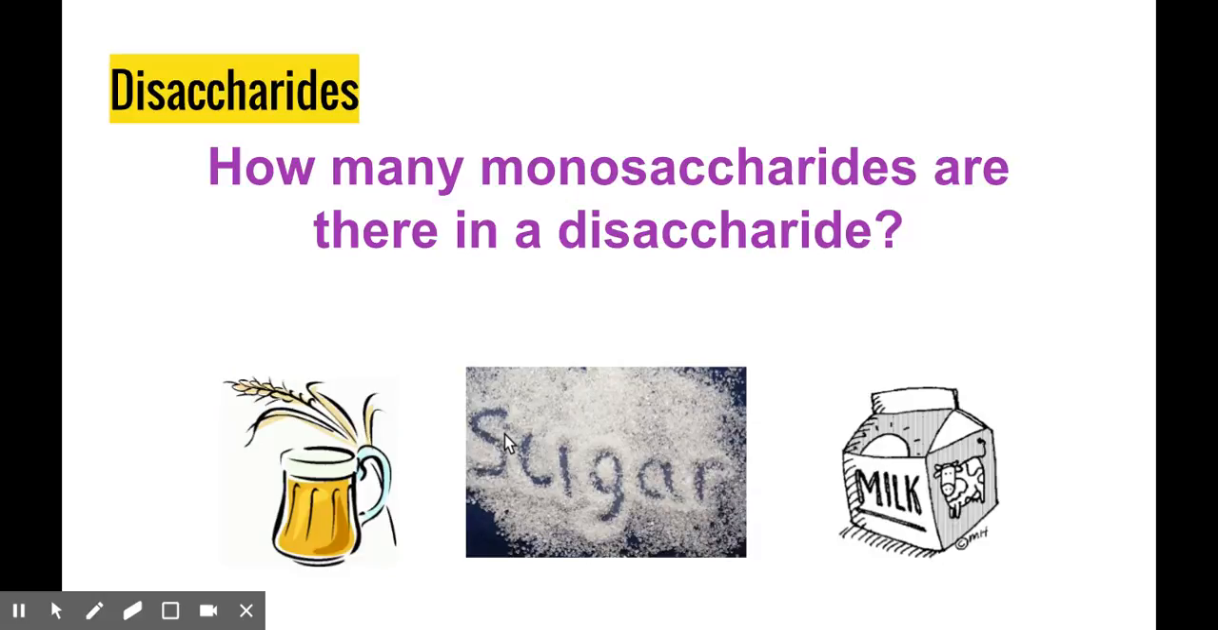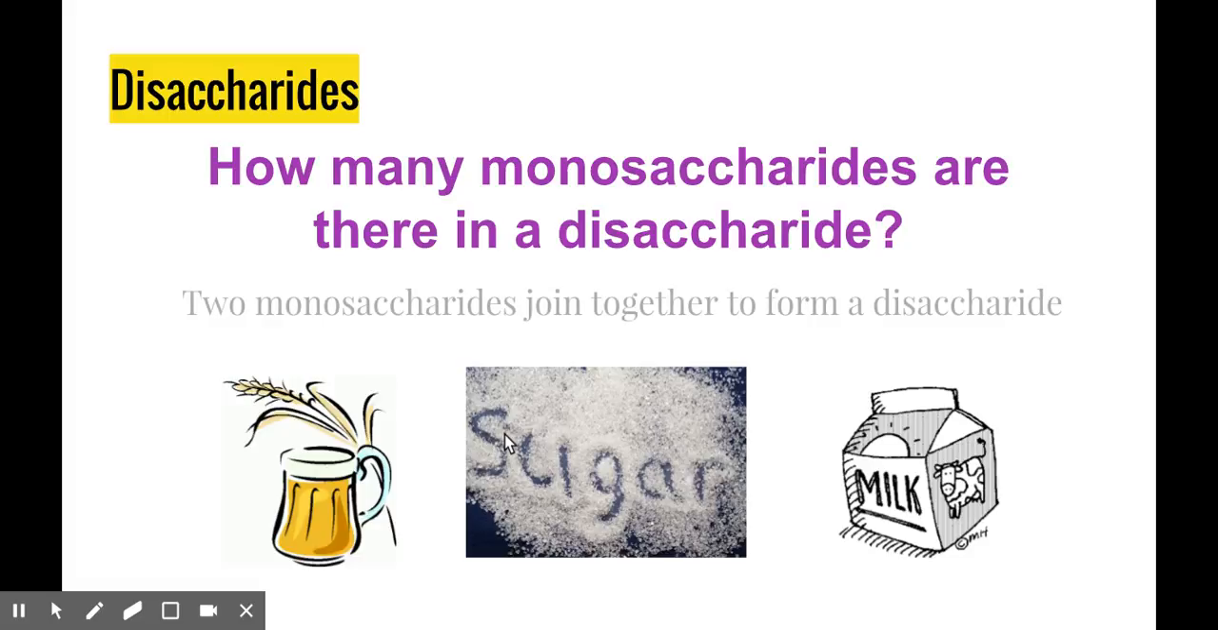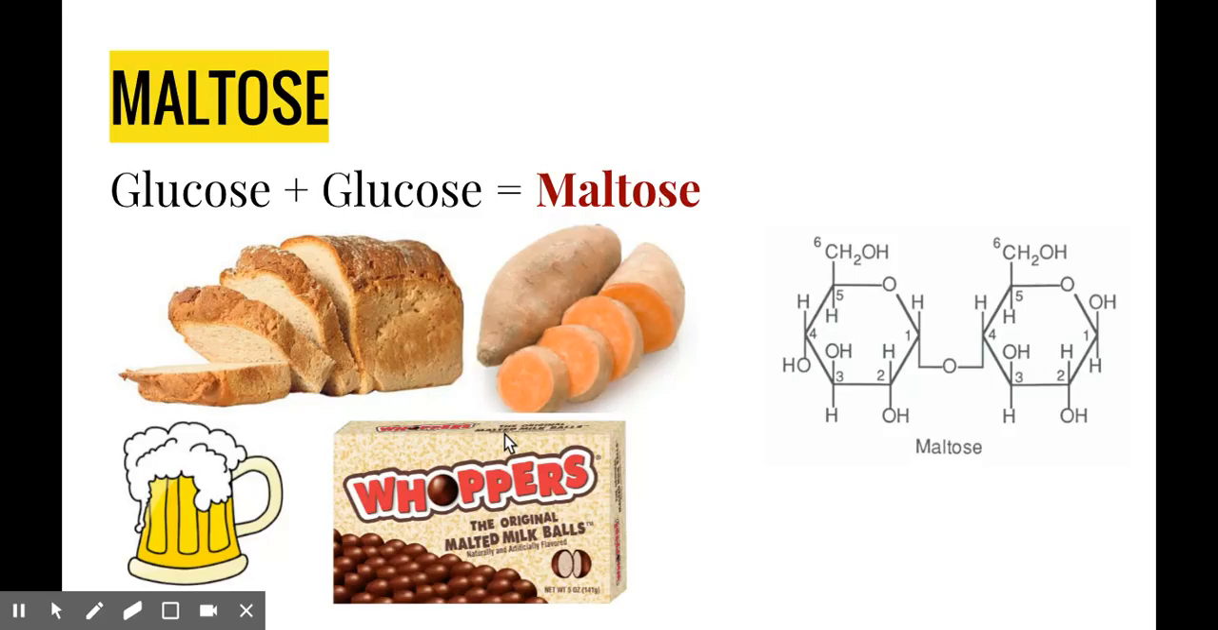Now we're going to get a little more complex. So monosaccharides are your smallest level. Now we're going to get a little more complex and talk about disaccharides. So my question for you is, how many monosaccharides are there in a disaccharide? So hopefully we're able to break our word parts down. So mono means one, di means two. So here we're getting just slightly more complex. Two monosaccharides are going to join together to form a disaccharide.